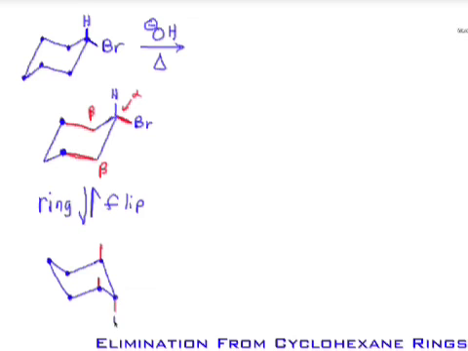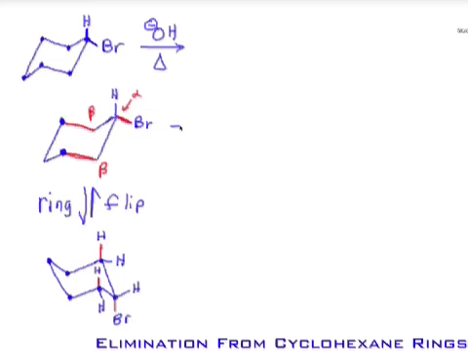So we have bromine here. We have an H equatorial, and an H equatorial, and an H equatorial. We also have our axial H's. So if I look at this, the bromine when it's ring flipped is anti to an H off the beta carbon. You can pull either of those H's off.